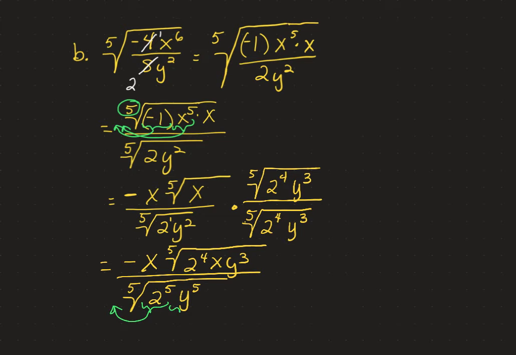That 2 can come out. Fifth power of y under a fifth root means the y can come out also. So I now have, let me put it over here, negative x times the fifth root of 2 to the fourth, which is 16, x y cubed, over 2y. And that's it. I cannot simplify any further.